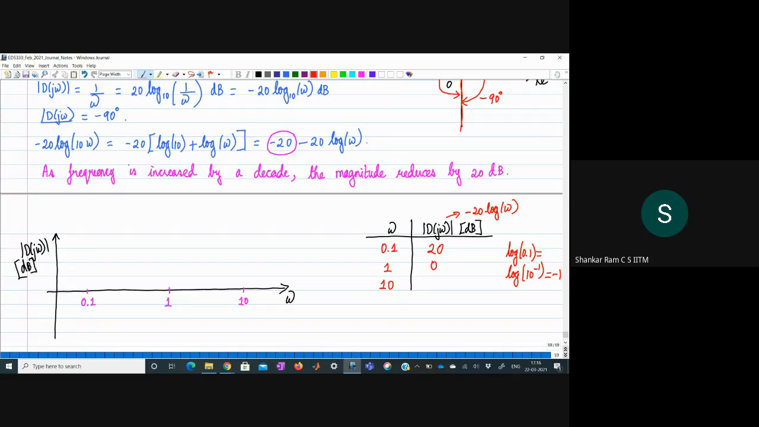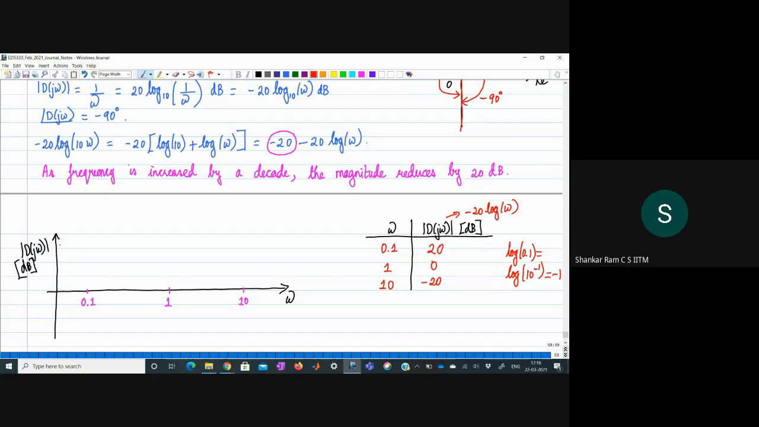Now, what will happen to log of 10 at omega equal to 10? I hope it's clear how we got 0, right? Because log of 1 is 0. What will happen to log of 10? Minus 20. Very good. Log of 10 will be 1. So then we multiply by minus 20, we are going to get minus 20, right?